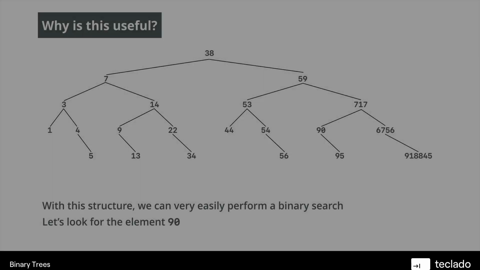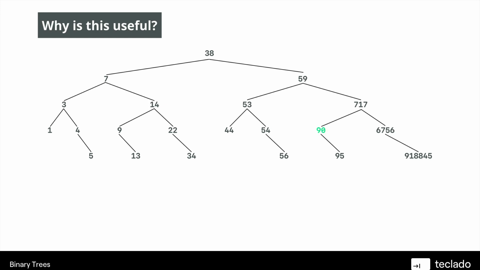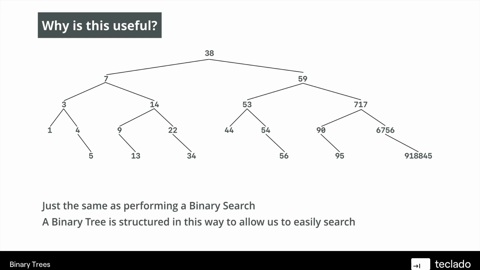So with this structure, we can very easily perform a binary search. So the binary tree is used to perform binary searches. Let's look for the element 90. 90 that you can see is down there on the right. To perform a binary search, all we have to do is start at the top of the tree and then decide whether we want to go left or right. Because 90 is bigger than 38, we'll go right. Then, because 90 is bigger than 59, we'll go right. And now 90 is smaller than 717, so we go left. And that's it, we found it.